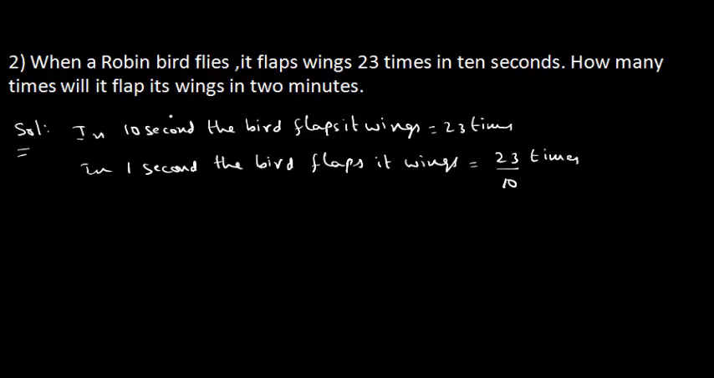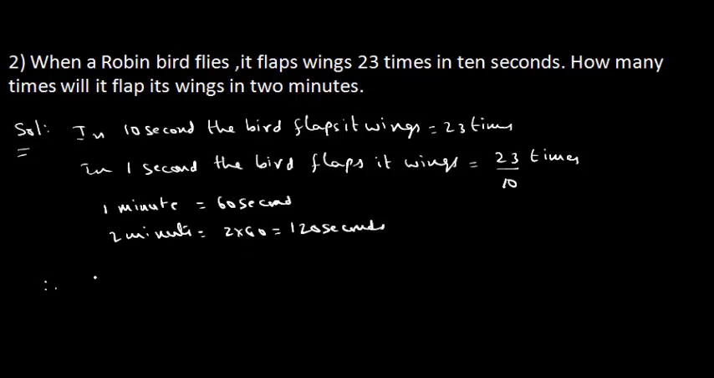Now we find out how many times it will flap its wings in 2 minutes. Here the rate is given in seconds, so we convert minutes into seconds. We know that 1 minute equals 60 seconds, so 2 minutes equals 2 into 60, that means 120 seconds.